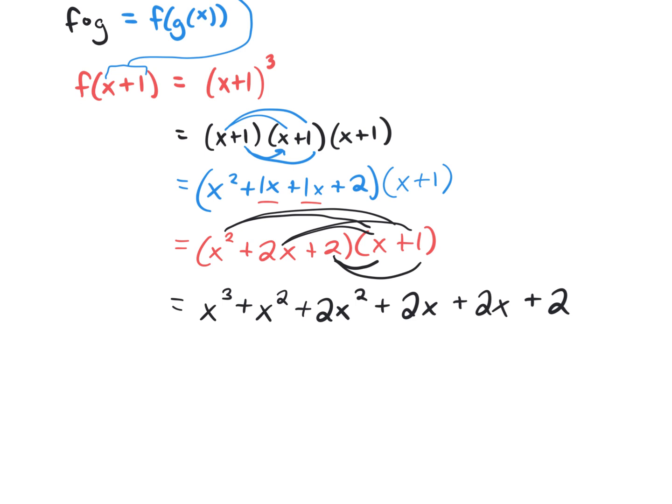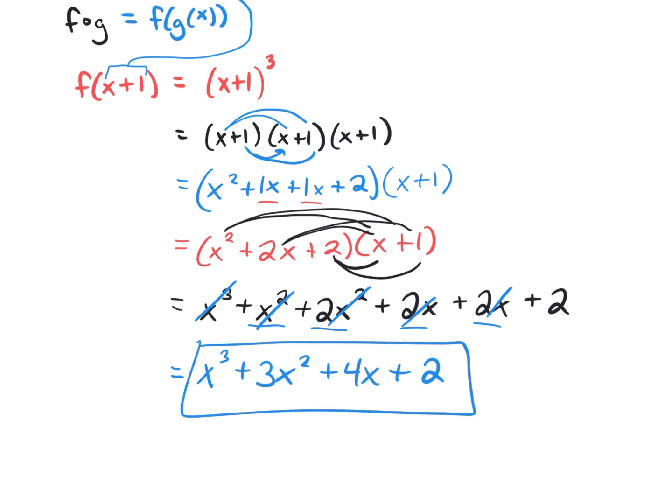Yep, now the last thing we got to do is combine like terms. What do I need to do first? Highest degree, which is? Yep, x cubed. So we have x cubed. And then what's x squared plus 2x squared? 3x squared. 2x plus 1x? 3x. And then plus 1. It was long, but we made it.